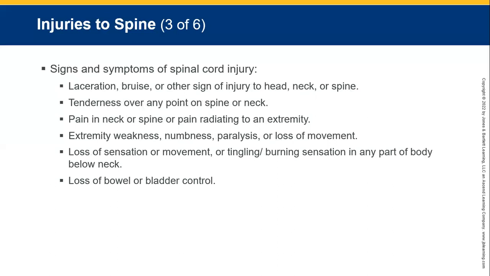Some of the signs and symptoms you may expect to find in a spinal cord injury: lacerations or bruising and other signs of injury around the head, neck, and spine; tenderness at any point in the head, neck, and spine; pain in the neck or spine, or radiating into an extremity; weakness or numbness; paralysis or loss of movement in one leg, both legs, things like that; loss of sensation, or tingling or burning sensation in any part of the neck; loss of bladder or bowel control, usually a good sign that there's something going on with the spine.